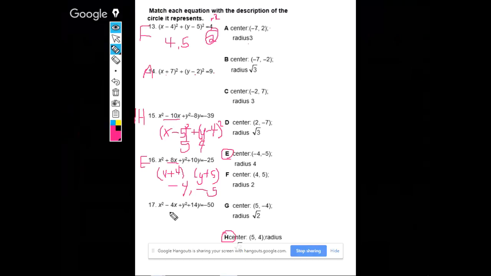For the last one, here's -4. Half of -4 is -2. +14, half of 14 is 7. And then I have to switch the sign. So I get +2, -7. So I know it's going to be choice D.